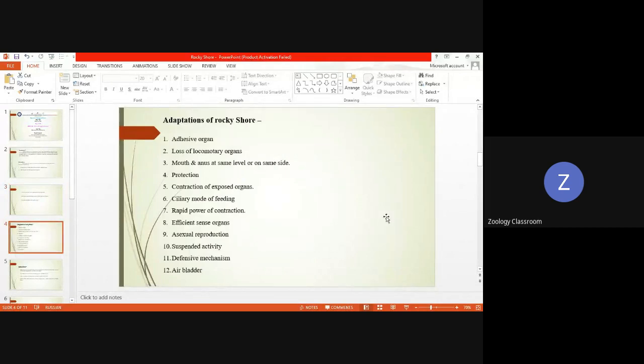Next point here is the adaptation of the rocky shore. The first is the adhesive organs. Now, as the substratum is hard, the organism needs to get stuck to this rocky surface. So, this solid rocky surface provides a safe or secure place for attachment. So different adhesive organs, चिकटून राहण्यासाठीचे शरीरामध्ये असणारे जे अवयव आहेत, they are present in different animals.